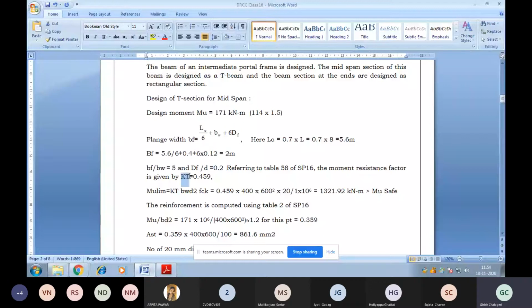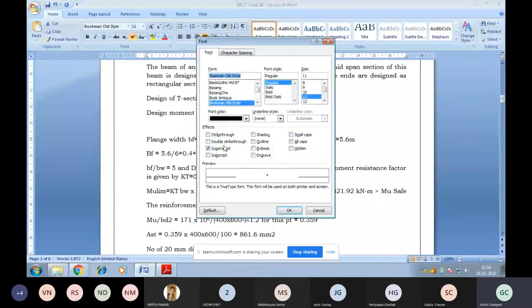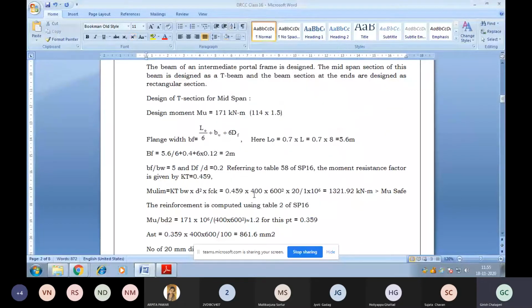Once you know this, substitute in the limits. So Mu limit equals KT into BW D square into FCK. Substituting the values, we get 0.459 into 400 into 600 square into 20, divided by 10 raised to 6, that will be in terms of kilonewton meters. So we get 1321 kilonewton meter as the limiting moment for this T beam.